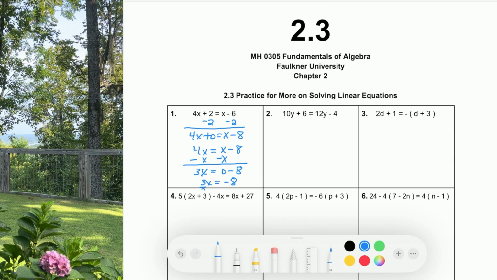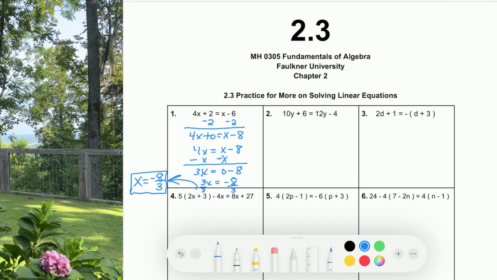Okay, divide that by 3. Divide that by 3, and I end up with, I'm going to write my answer over here, x equals negative 8/3. Not a very pretty answer to start off. It's a fraction, but you can have fractions as the answer.